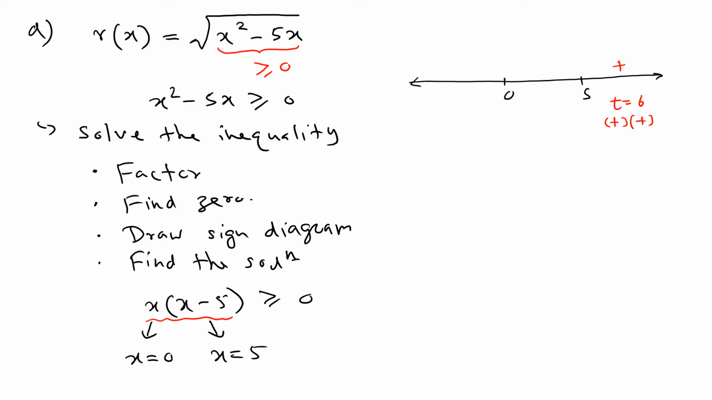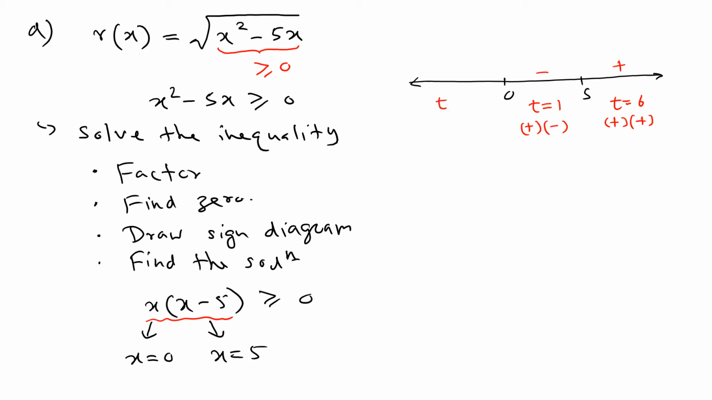So now next to the next interval, you're going to pick t equals 1. That will be the best point. If you plug in t equals 1, as before, the first factor gives you 1, which is positive. The second factor gives you 1 minus 5, which is negative 4, so negative. So positive times negative means negative because you're multiplying them.